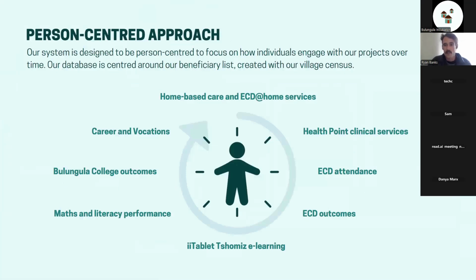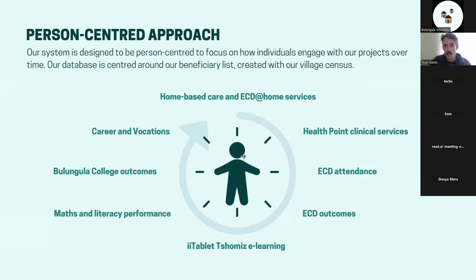Okay, so we refer to our system as a person-centered system. This approach means that our database is centered around our beneficiaries. Our beneficiaries are the central entities of our system, and all of their interactions and program engagements with the various BI programs, Bulungula Incubator, are organized around them. We've achieved this through the use of our relational database structure that ensures the systematic organization and resulting easy accessibility of our data.